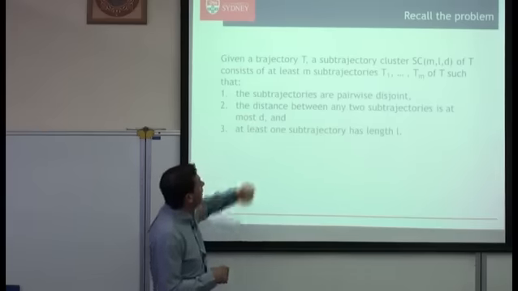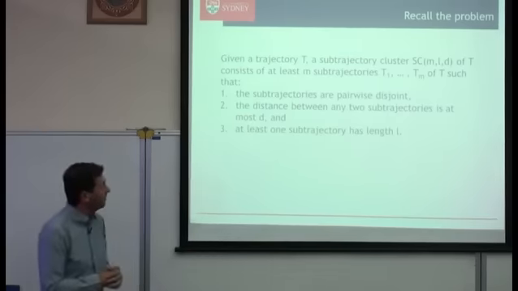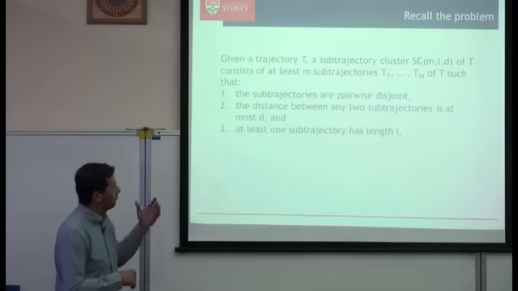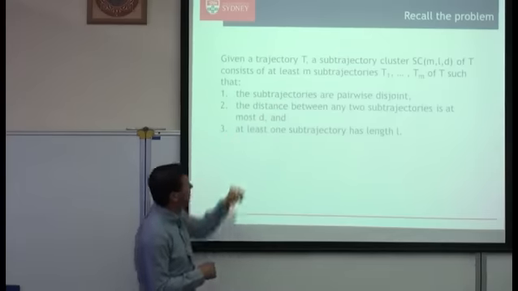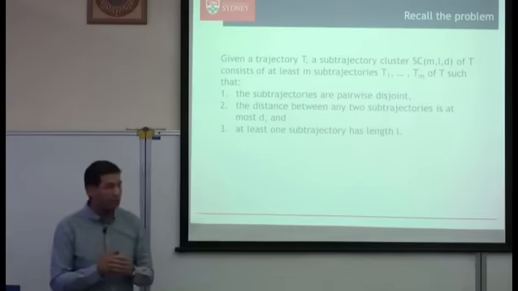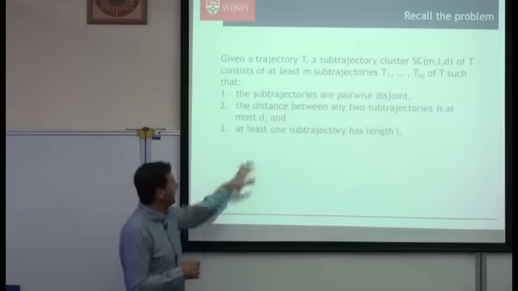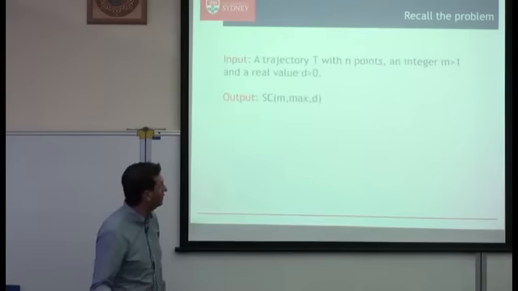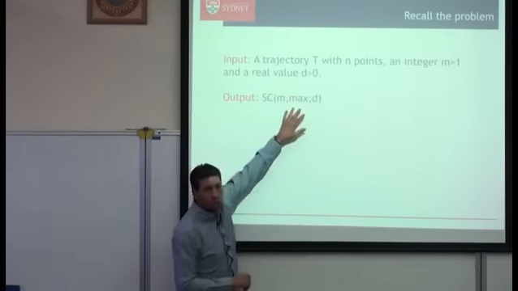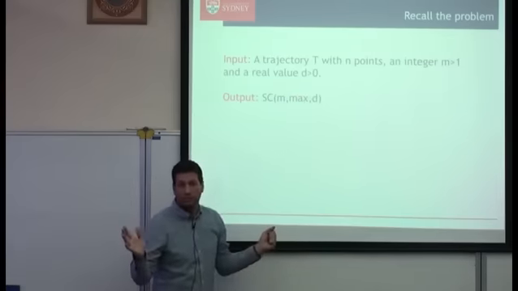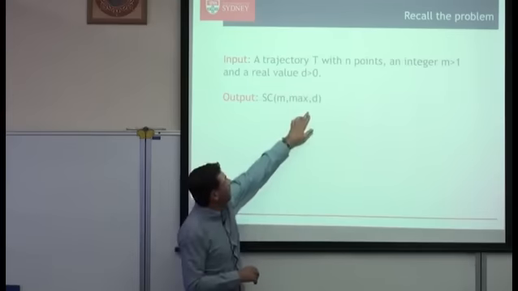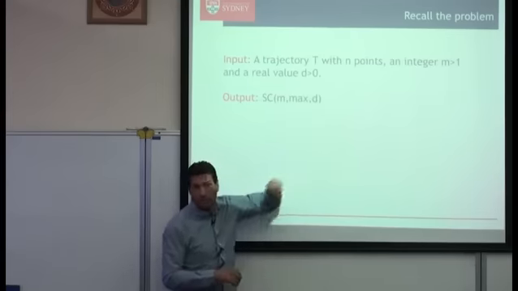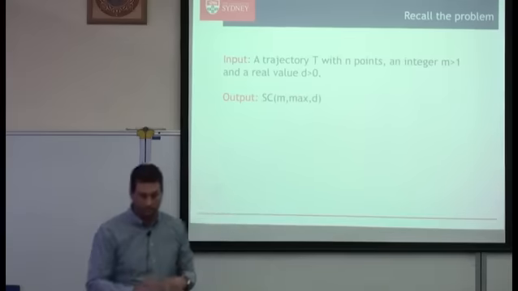So given a trajectory T, a subtrajectory cluster with parameters m, l, and d is at least m subtrajectories. They're pairwise disjoint. The distance between any two is at most d, and at least one of the subtrajectories has length l. Now I'm going to try to find the longest subtrajectory cluster. And I'm going to approximate, right? So I'm going to allow a 2d instead of d.